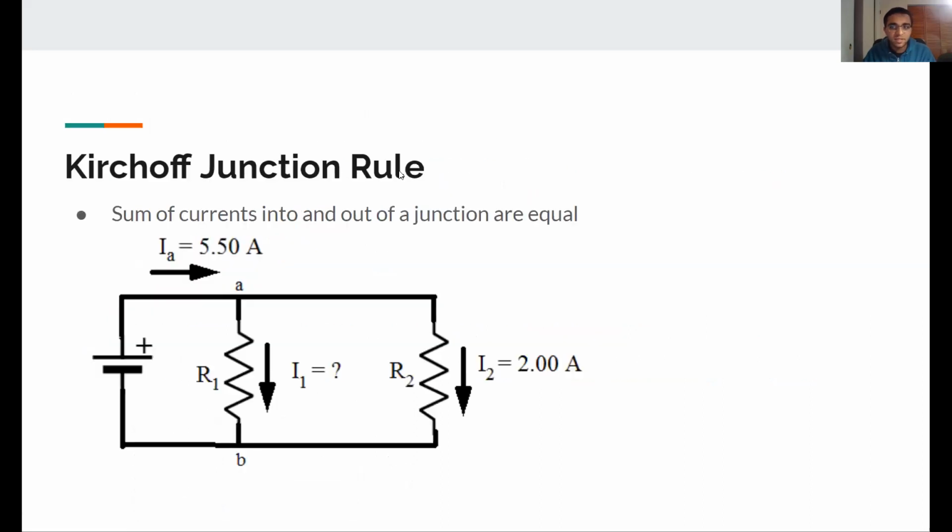We also talk about the Kirchhoff junction rule, which tells you that the sum of the currents into and out of a junction are equal. At point A there's a junction, which basically means that the current is splitting into two or more places. So if you have 5.5 amps here, and this second branch has 2 amps, then this one has 5.5 minus 2 amps, or 3.5 amps. So the Kirchhoff junction rule is a very cool tool for analyzing different kinds of circuits.